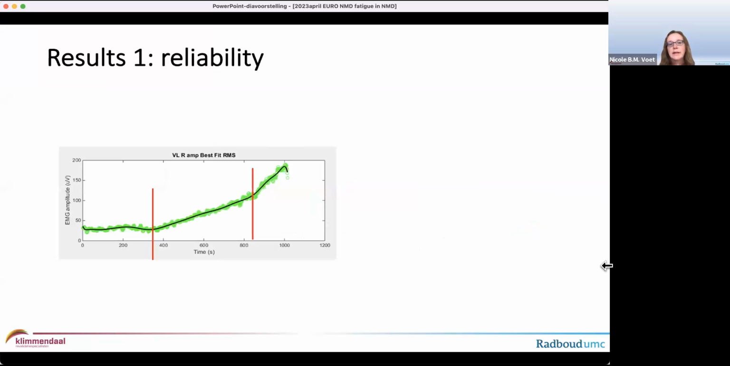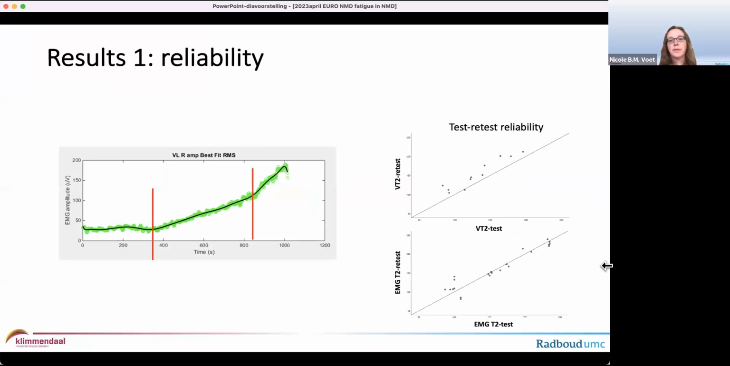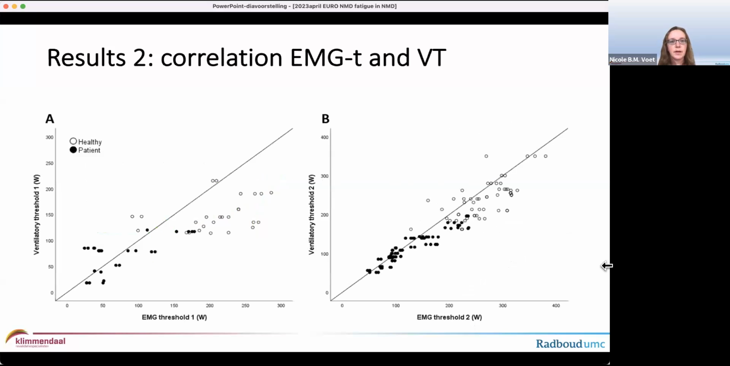First, the reliability. Here you can see the EMG amplitude. It's an example, and you can see the deviation in the graph and two different thresholds in the EMG amplitude signal. And the test-retest reliability was very high for both thresholds, but even higher for the EMG amplitude thresholds. Then the correlation. First of all, of course, there was a difference in the timing in thresholds between patients and healthy subjects, as we expected.